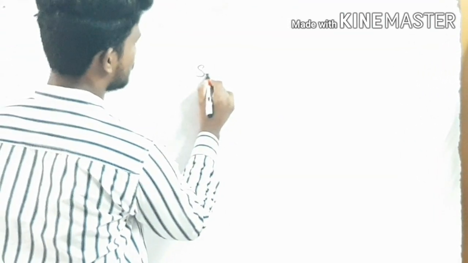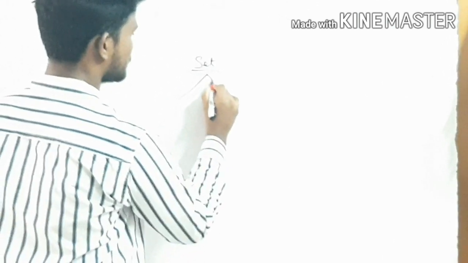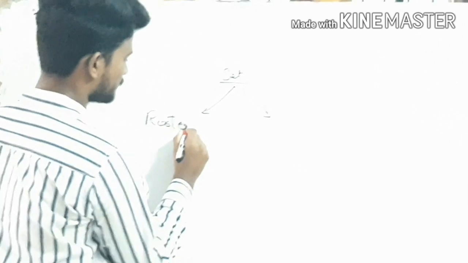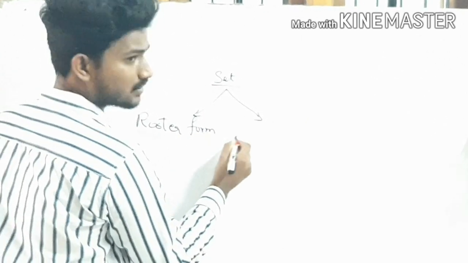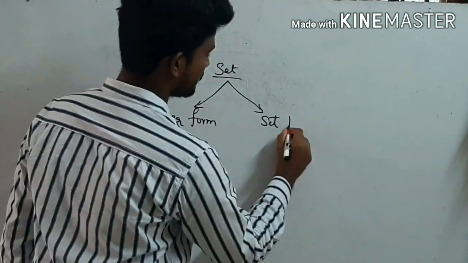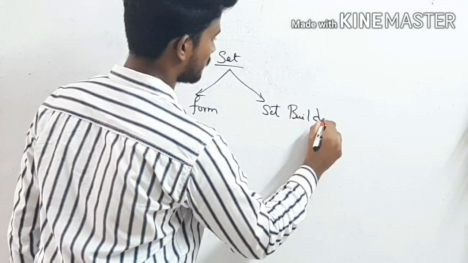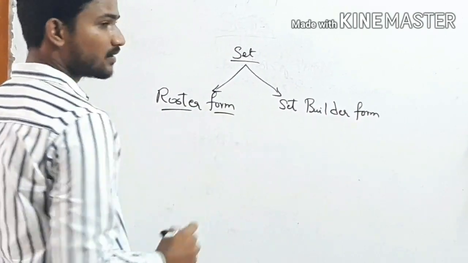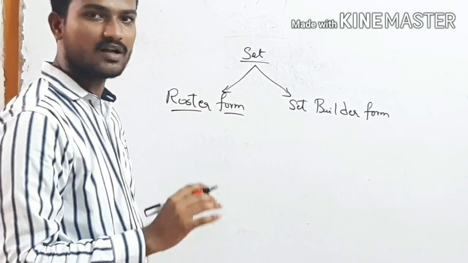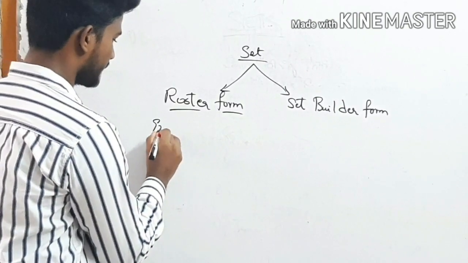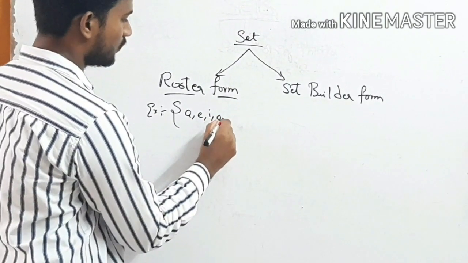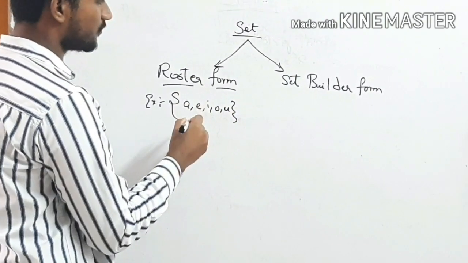Next we can discuss that a set has two types. One is roster form, and the other is set builder form. In roster form, the set is represented by all the elements. For example, you can take A, E, I, O, U. This is an example of roster form.